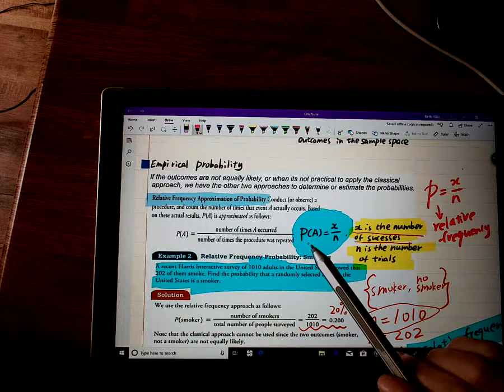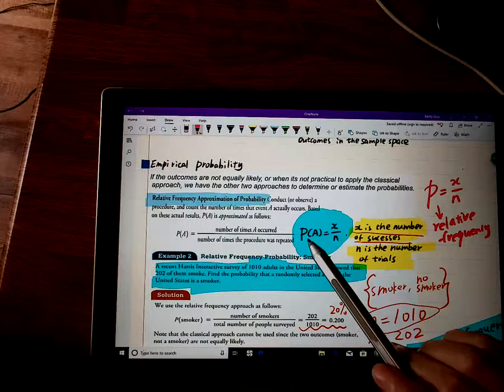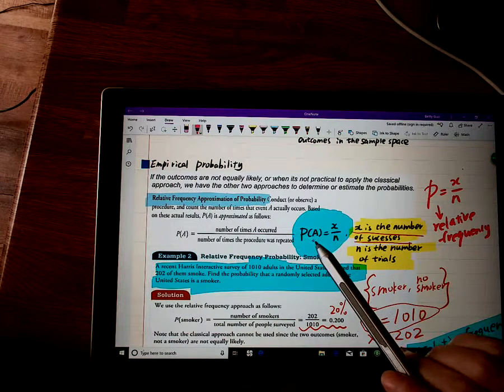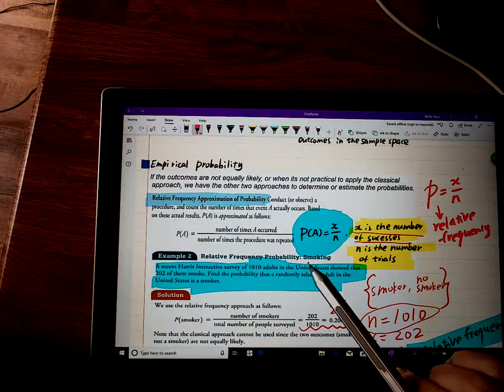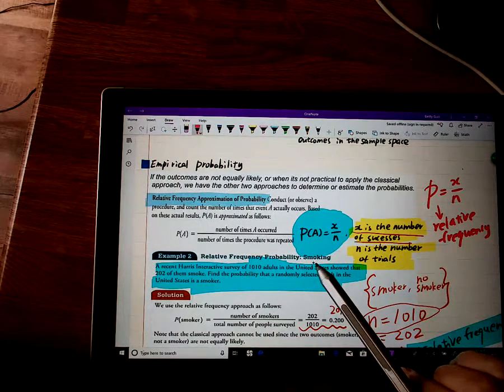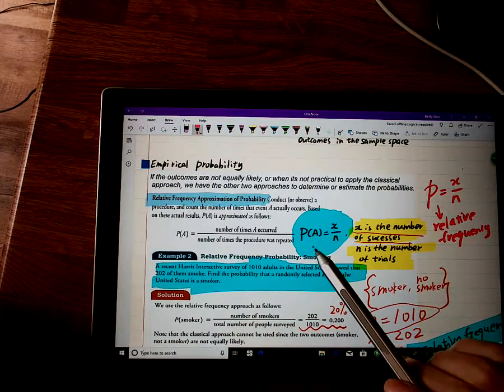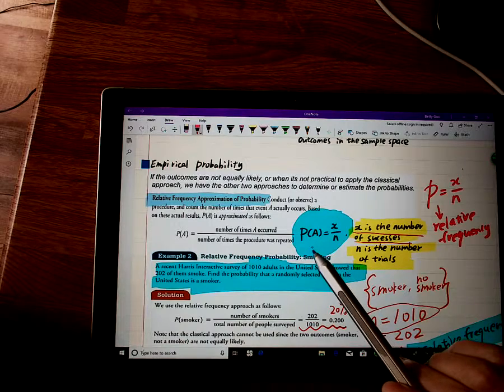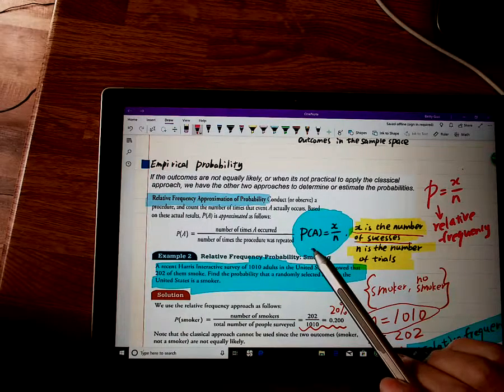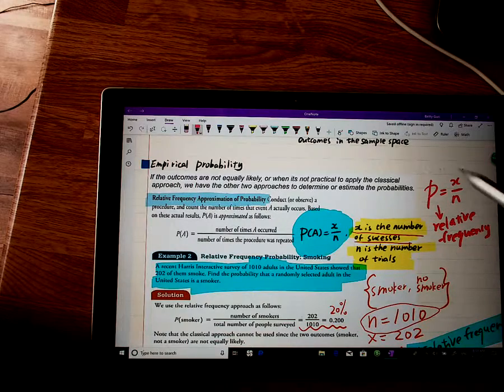Once again, it is not possible for us to find the exact value of the probability that you randomly select an adult from the United States and the person is a smoker. It's not possible to find the actual value of the probability for that event. We could only estimate or approximate. How do we estimate or approximate? We use the relative frequency. We use the sample proportion. It's a percentage, right? We use that percentage to approximate or estimate the actual probability.